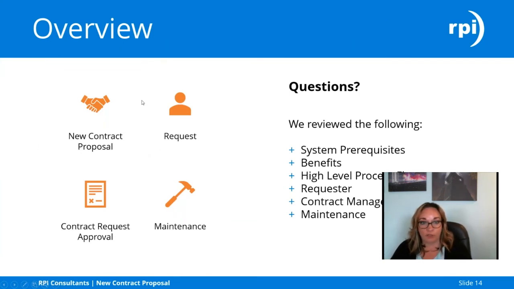So just as an overview of what we've looked at in the system, again, we looked at some basic system prerequisites. At a high level, we talked about some of the benefits of instituting the new contract proposal request within your Cloud Suite environment. We looked at the high level process flow and how it would impact the requester as well as the contract manager. And then some of the various areas within the system you can go to maintain the contract or review the contract status itself.